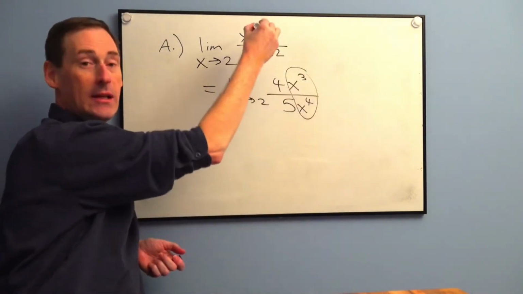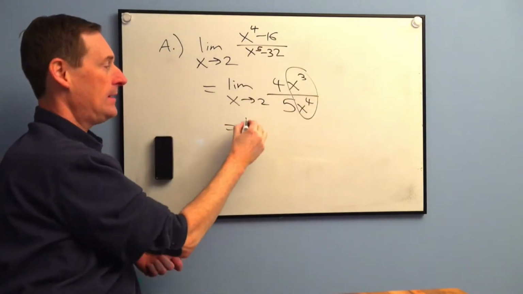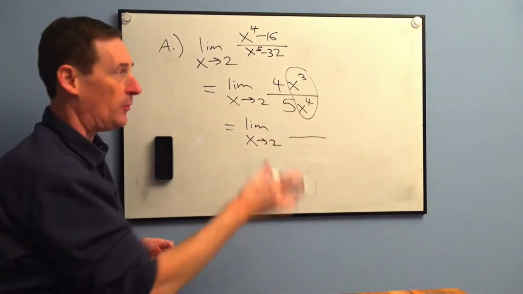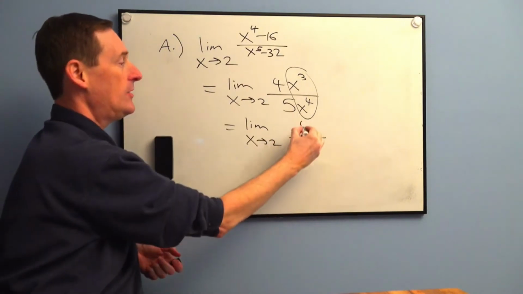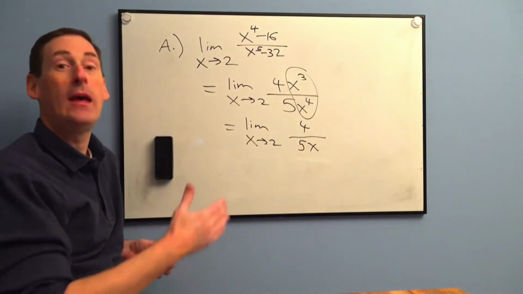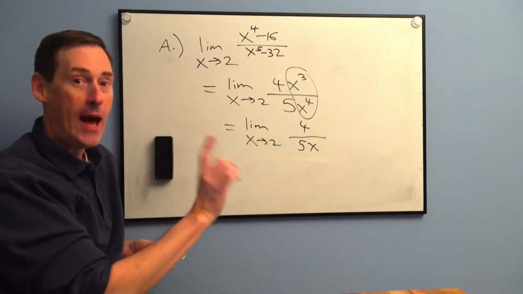So I'd rather take out an x cubed. Let's actually rewrite this. So this is just algebra. This is not calculus anymore. The first step was calculus. This would be 4 over 5x if you reduce it. Now plug in 2, and it will not be indeterminate.